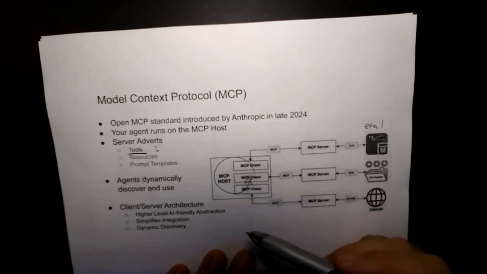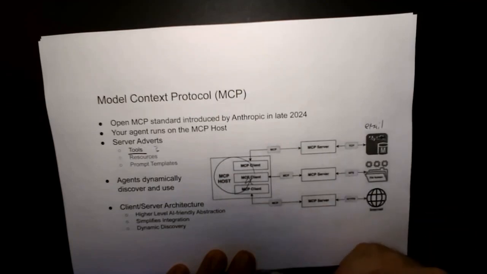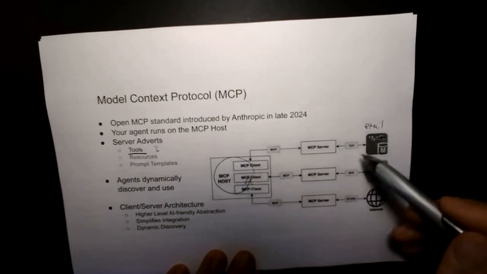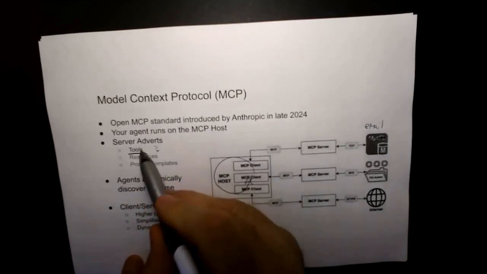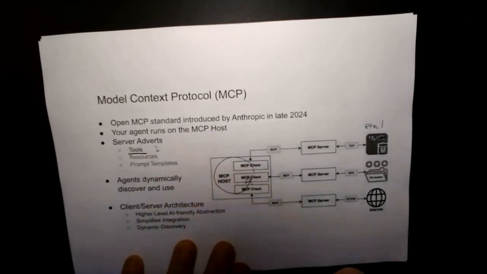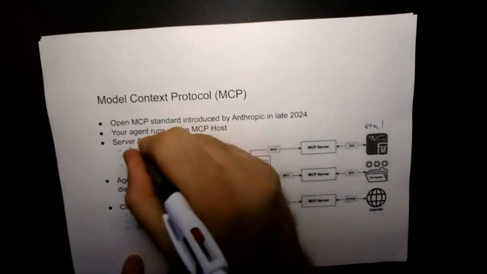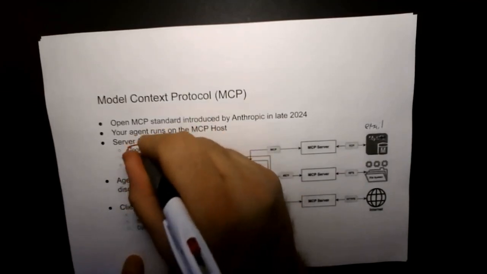And based on its planning, it may decide to use those MCP servers and make remote calls to actually achieve actions, or to get results where it's doing a sensing action. Okay. So the actual adverts have tools, resources, and prompt templates, but I just want to say that the most important one is tools. This is the one that actually gets used quite a bit.